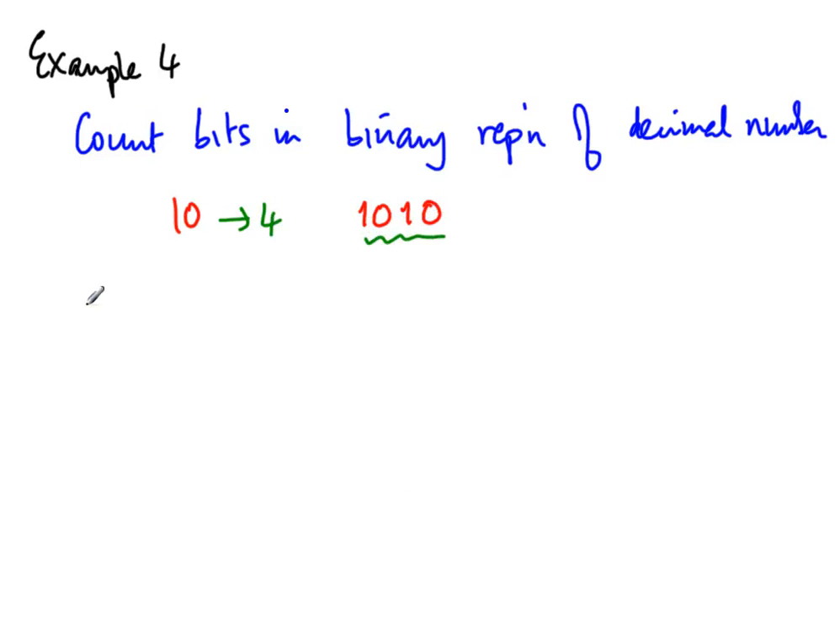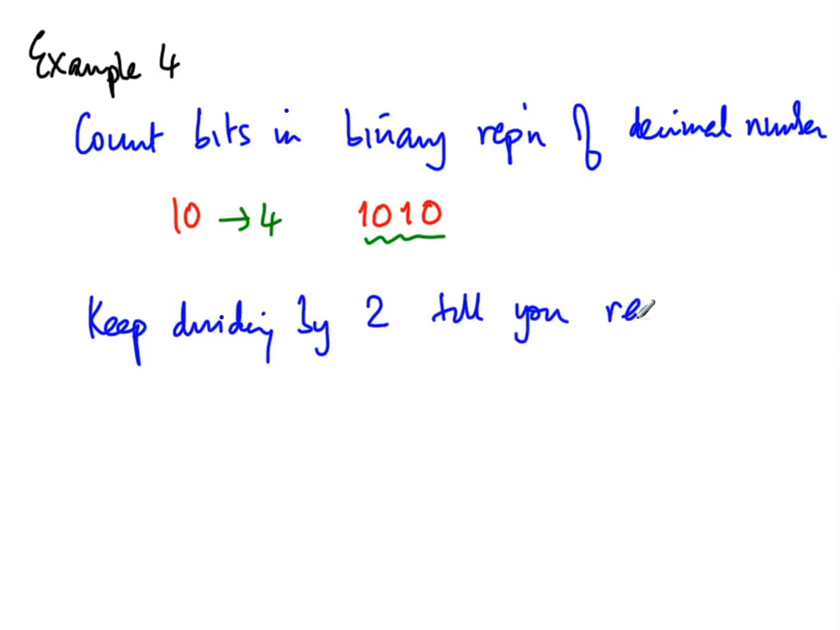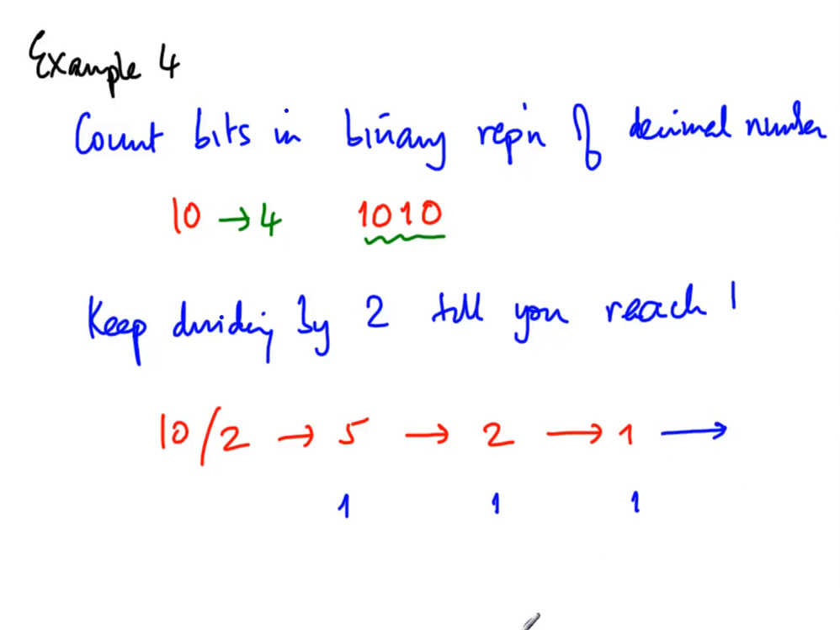So the strategy here is that you keep dividing by 2 till you reach 1. The way this would work for 10 is that you divide by 2 and get 5, and you count that this requires 1. Now 5, when you divide this by 2, you get 2.5, so you just keep 2, and you say this is 1 more. Now you divide this by 2, so you get 1, and this requires 1 more, and then you divide this by 2 and you get 0. And you say this gets 1, and now you've reached the end, and so you have 4 digits. So this is the algorithm.